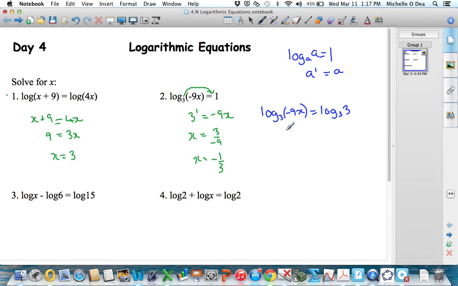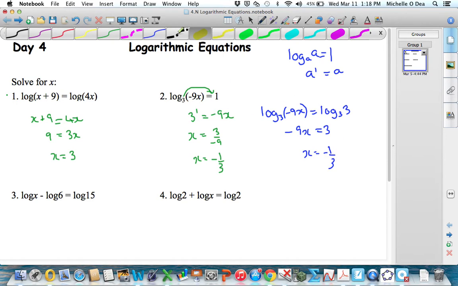Now, once we have that, it works the same as what we've got over here, because we both have log base 3 on both sides, and so therefore we can say, well, minus 9x must equal 3, and then you just solve that equation to get minus 1/3. You just use one method, use the method that you like the most. I prefer writing it as an exponential, but of course, you can use this if this makes more sense to you.